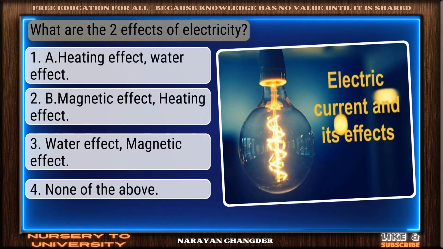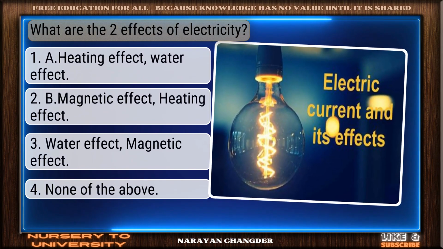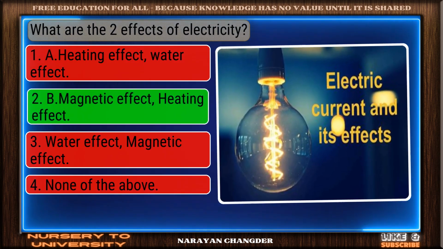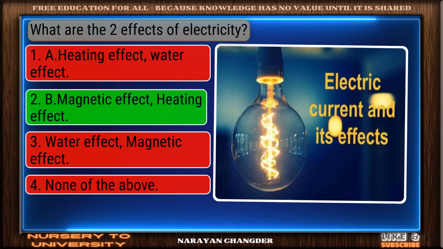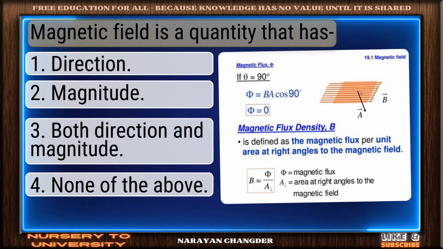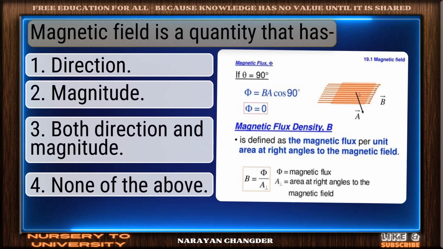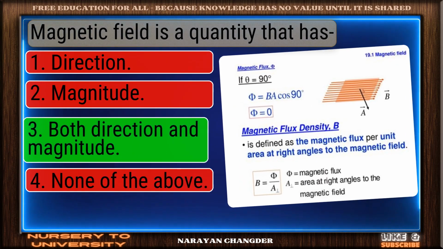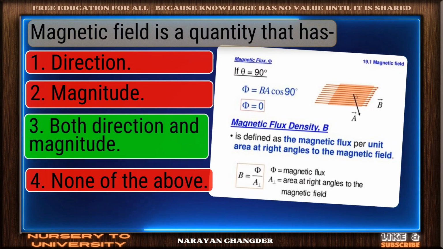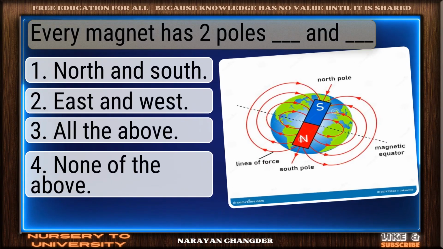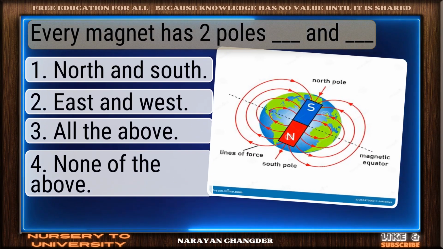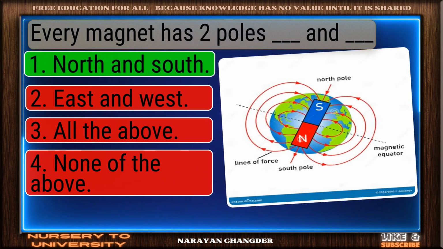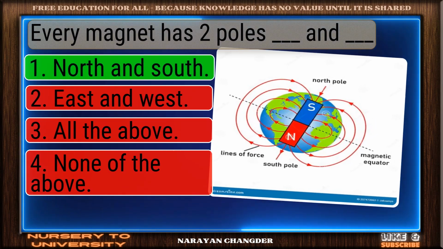Question number 169. What are the two effects of electricity? Excellent choice. B, magnetic effect, heating effect is the right answer. Question number 170. Magnetic field is a quantity that has. Excellent. Both direction and magnitude is a brilliant choice. Question number 171. Every magnet has two poles, dash and dash. You chose north and south, and it is correct.